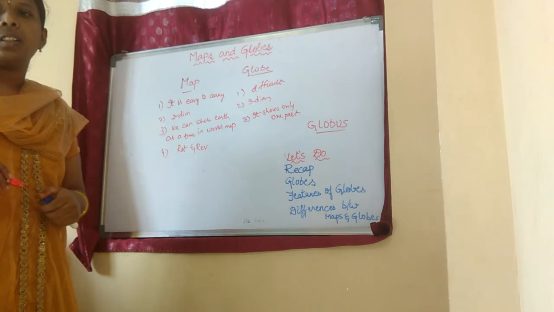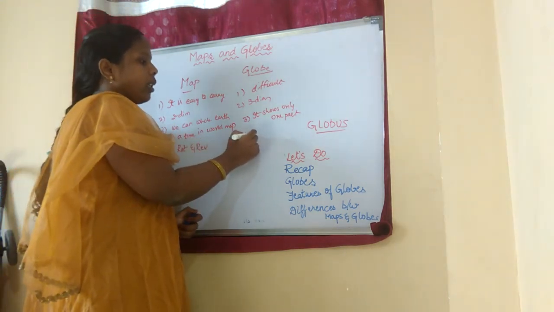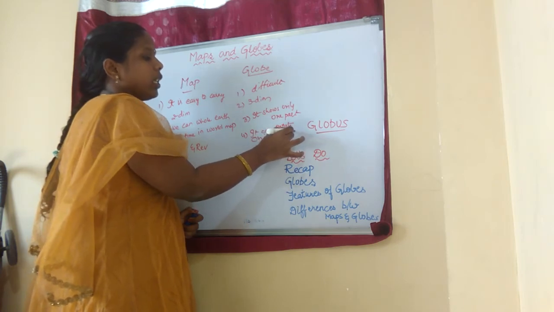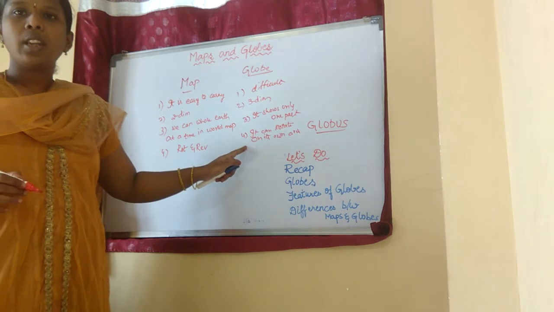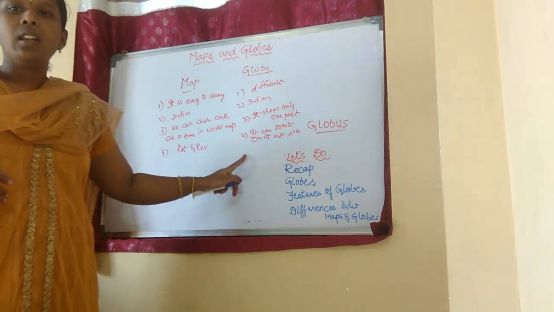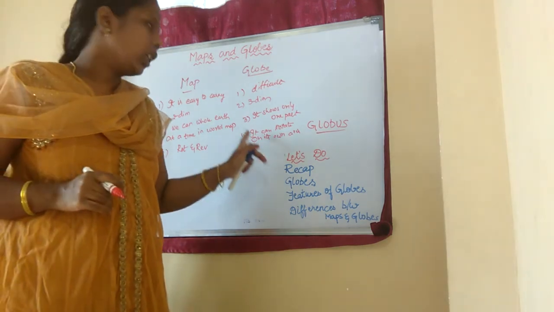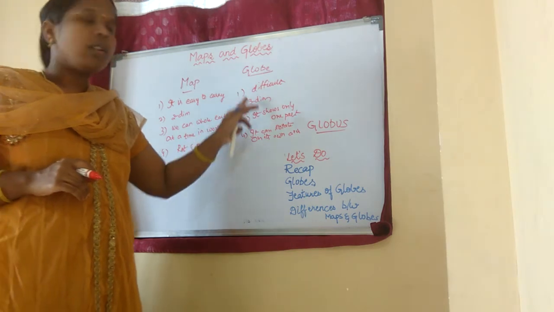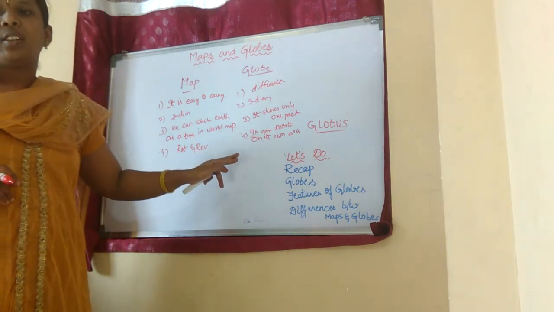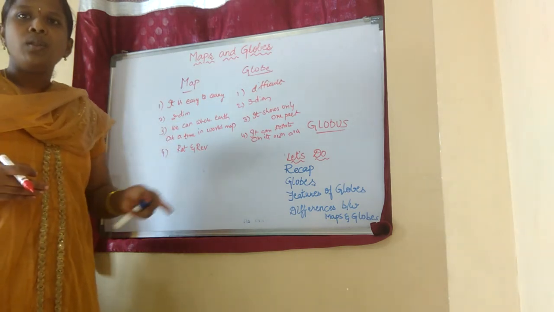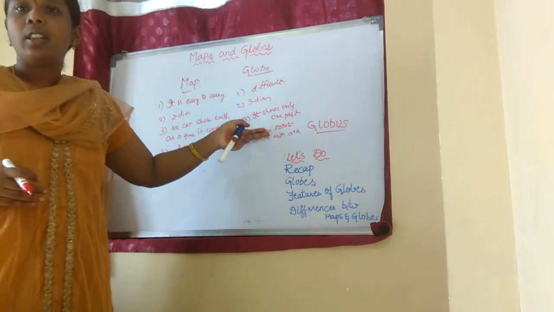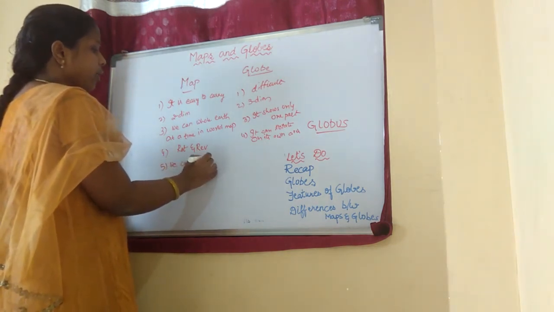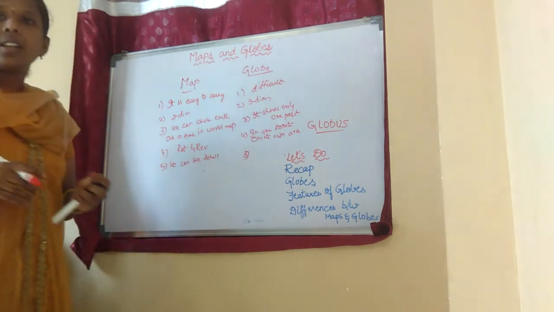In the globe, it can rotate on its own axis. So we can rotate it on its own axis, and we can study the rotation of the earth. In the map, it will provide the detailed information, but the globe will not provide detailed information. The whole earth it will not show, so it will be difficult to study the detailed information. Here we can study the detailed information. Here we can't see the detailed information.